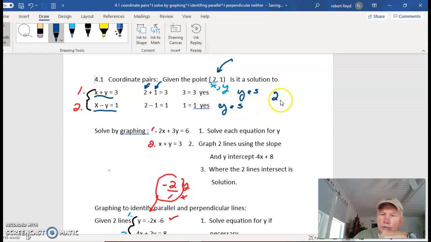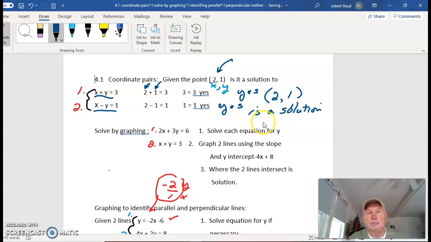So the point 2, 1 is a solution. I should say it is the solution. That means the point of intersection, where these two lines 1 and 2 cross, will be 2, 1.